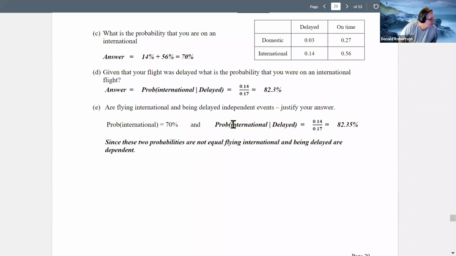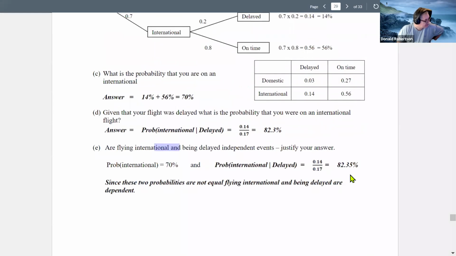Now suppose I switched it round. Are flying international and being delayed independent? Well, we know the chance that you are flying international is 70%. And we know the chance that you're going to be delayed is 83%. If these two numbers are the same, they are independent. If these two things are different, as they are here, they are dependent.